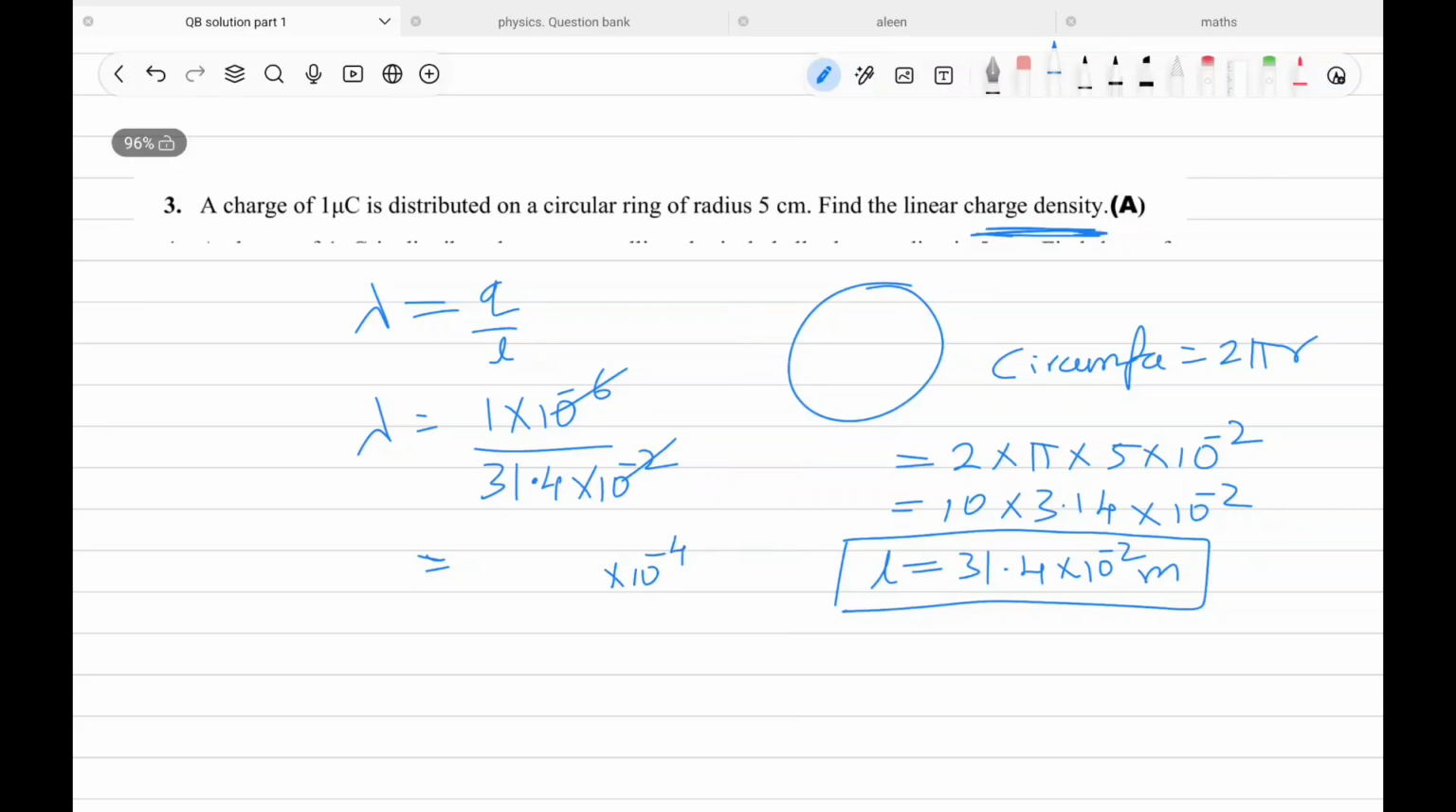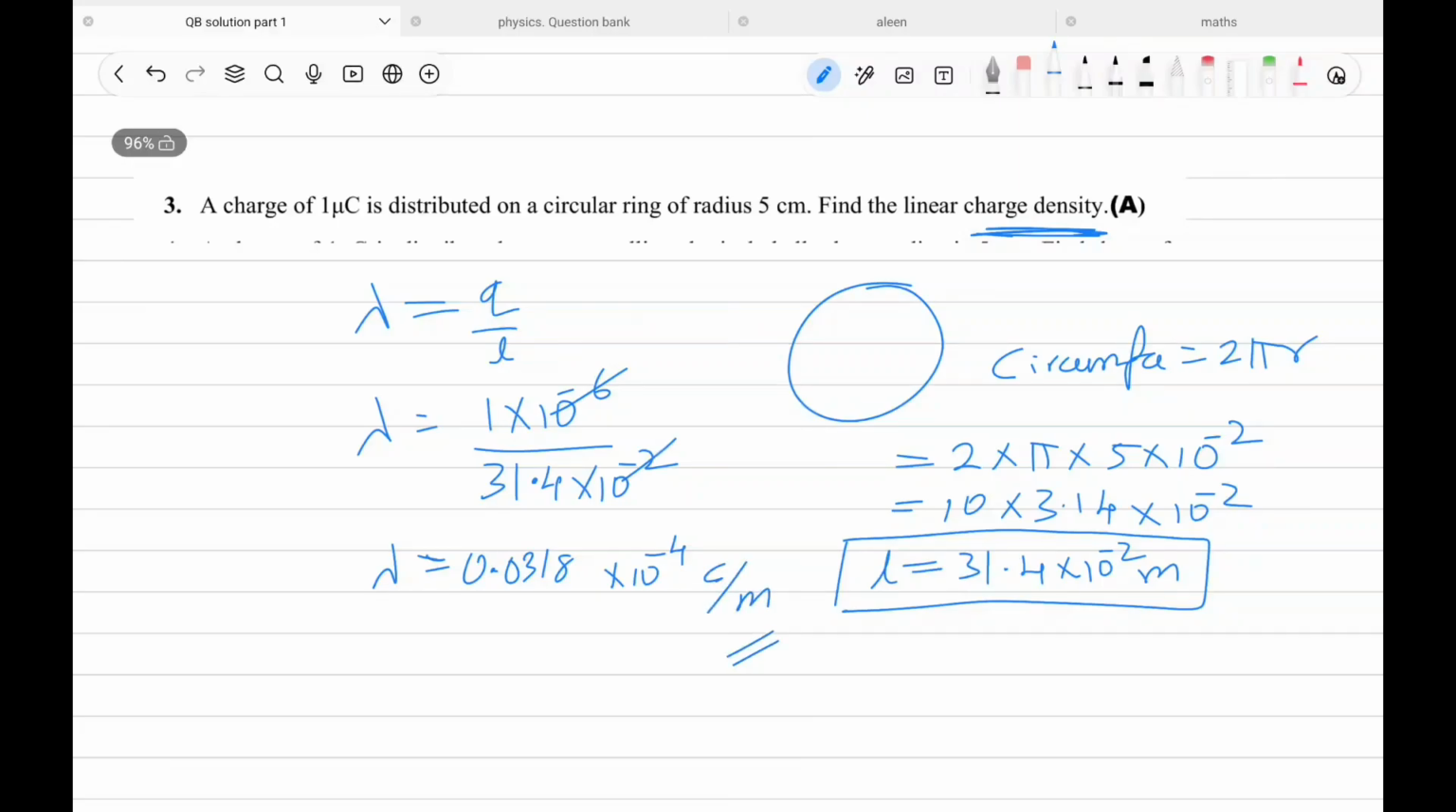It remains 1 divided by 31.4. How much will it be? 0.0318. Okay, it will be this much. Lambda, so the unit becomes coulomb per meter. That's all.